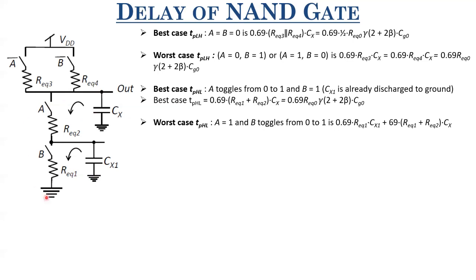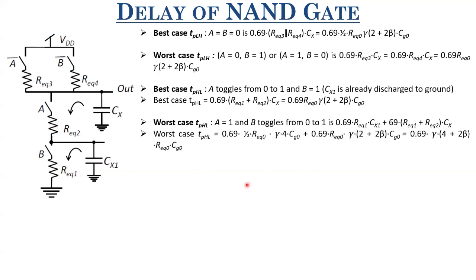So for finding out the equivalent time constant of this configuration, we have to switch to the Elmore delay method. According to the Elmore delay method, what exactly is the effective time constant here? The effective time constant will be R equivalent of 1 times Cx1 plus R equivalent of 1 plus R equivalent of 2 times Cx. That is the equivalent time constant of this network. And then what will be the delay? It will be 0.69 times that equivalent time constant. This is the case when we have to discharge both these nodes.